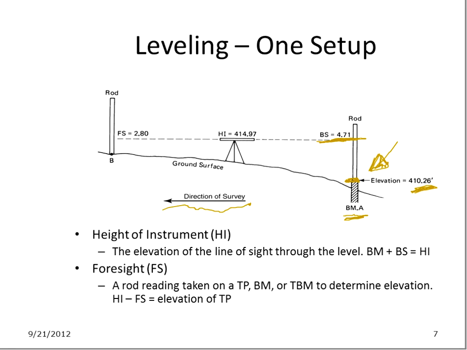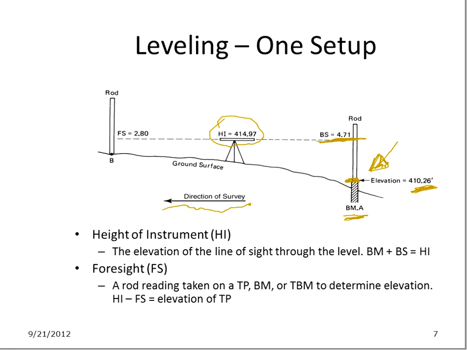Height of instrument, capital HI, is the elevation of the line of sight through the level. It's calculated by taking the elevation of the benchmark, 410.26, and adding the reading on the rod, or your back sight, 4.71, which is how we're getting 414.97 feet. Now, any reading that you take off of this instrument, off of this line of sight, this dashed line here, any direction that you point this instrument, you know that the height of that instrument is 414.97.